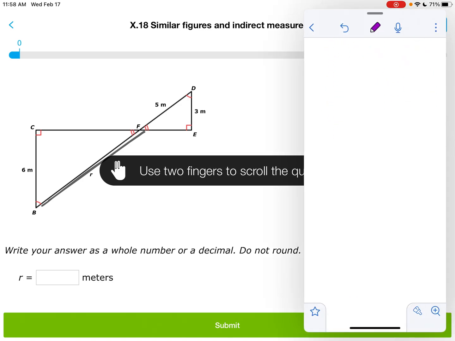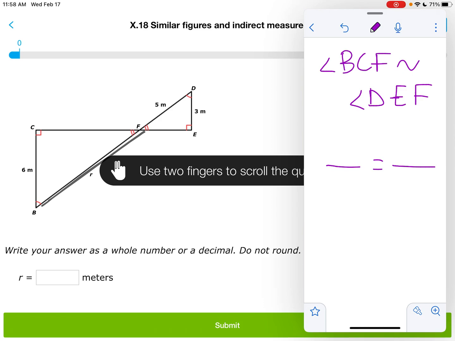If we notice, we are taking triangle, I'm gonna write triangle BCF, and that one is similar, so that little squiggly line means similar. Triangle BCF is similar to triangle DEF. Okay, so now that we have that, that will kind of make it easier as we set up our proportion.